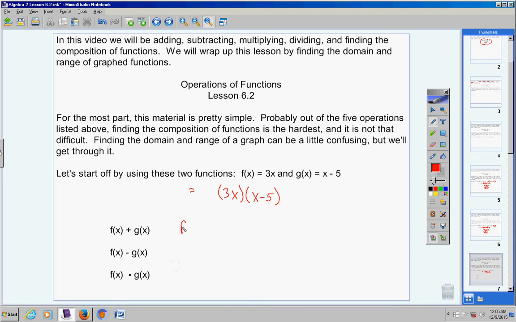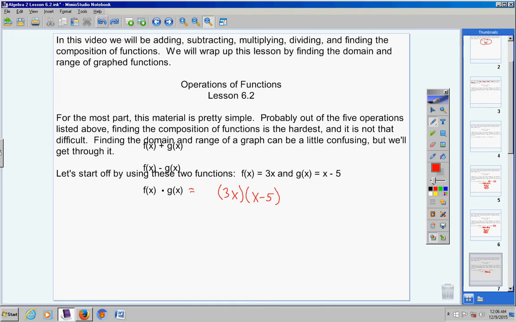Another way to write this is f plus g. That would mean the exact same thing. F minus g would mean the exact same thing. F, g like this, side by side, would mean this right here. So there are other notations that can be used, okay? So do understand that. If you want to make note of that, you can.